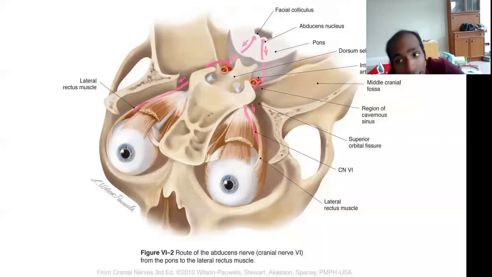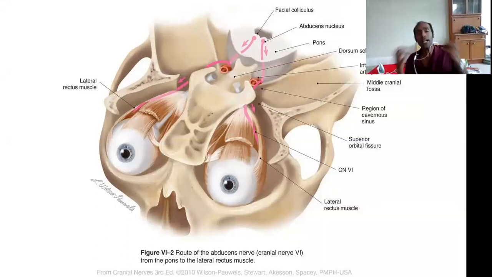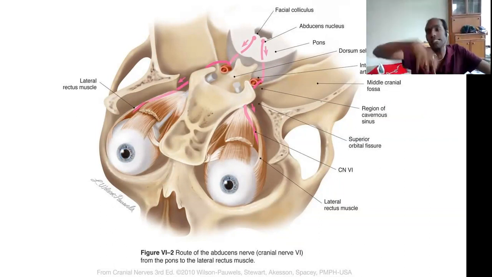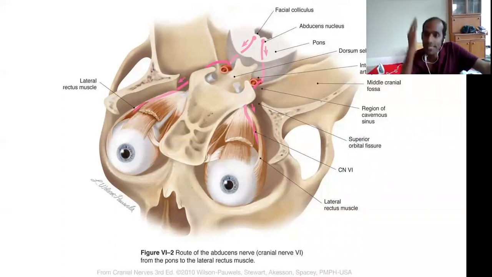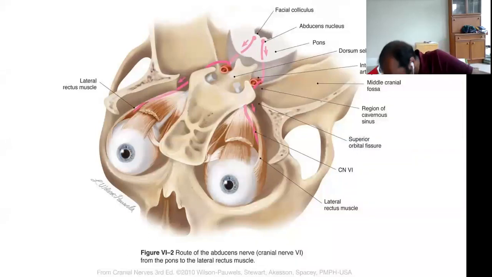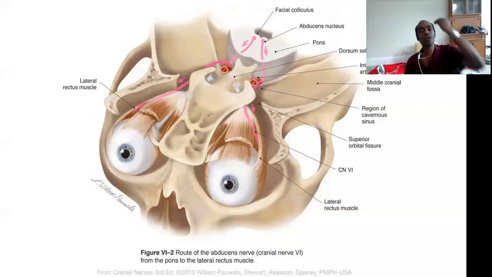Then, if it is a pontine lesion, use your brains. If it's a pontine lesion, in the nucleus of the sixth nerve, what is going to be involved in addition? The facial nerve nucleus is going to get involved on the same side. That is a lower motor neuron facial nerve palsy on the same side. And then because the corticospinal tracts are involved, you are going to get hemiparesis on the opposite side.